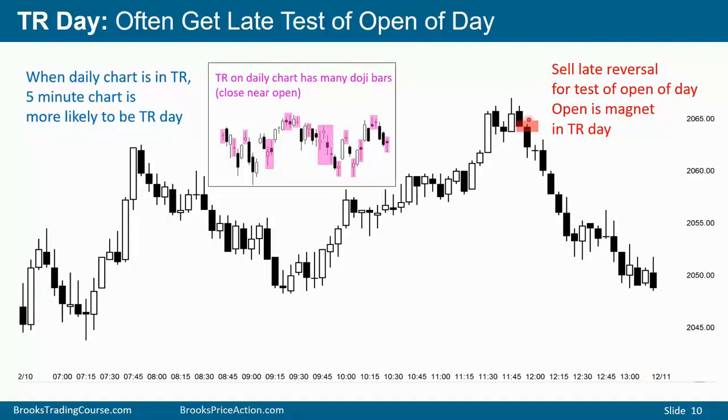And therefore, if you have a second entry sell, especially with a decent sell signal bar, it's a reasonable sell, expecting the market to try to get down near the open, like it did during the majority of days over the past several weeks.